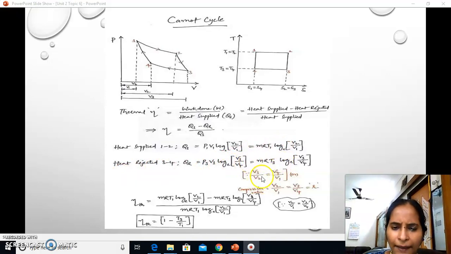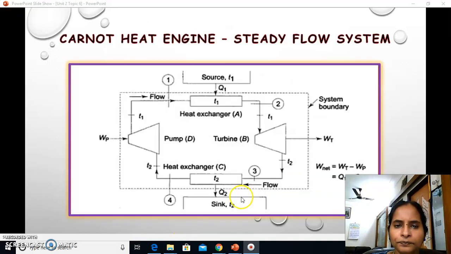Since the volume ratios are equal, we can replace them: V3 by V2 is equal to V4 by V1. Now substituting all the values, by mathematical reductions this will give you the efficiency equal to 1 minus T3 by T1.